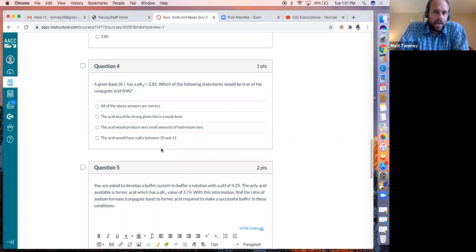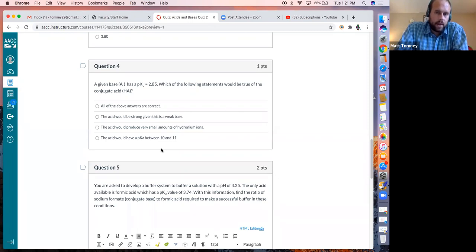Now, we'll save "all of the above are correct." If we can get at least 2 of these to match up, then we'll pick that. I see the acid would be strong given the base is weak. We'll come back to that. The acid would produce very small amounts of hydronium ions. We'll come back to that. The acid would have a pKa between 10 and 11.